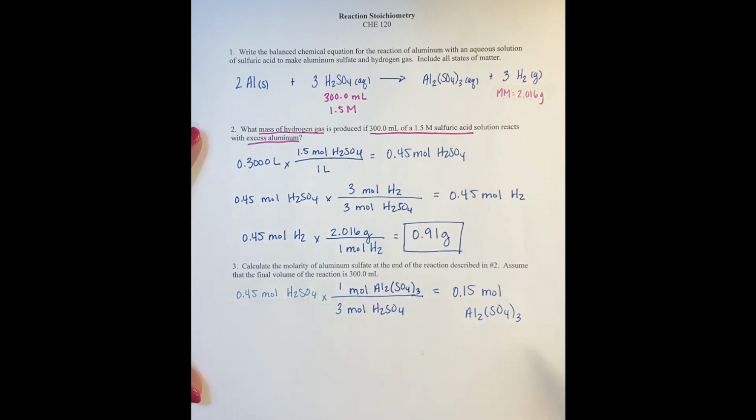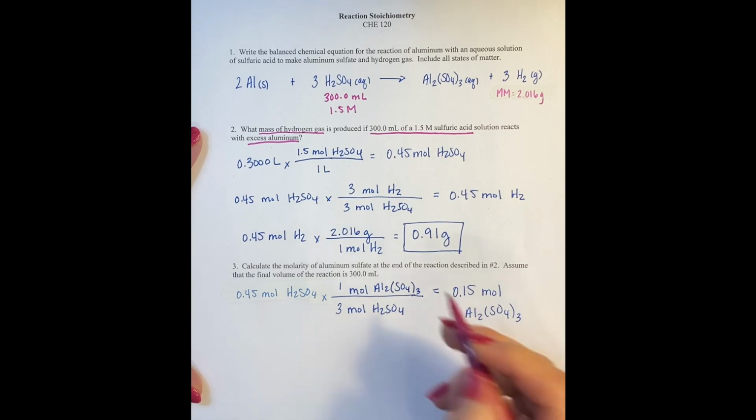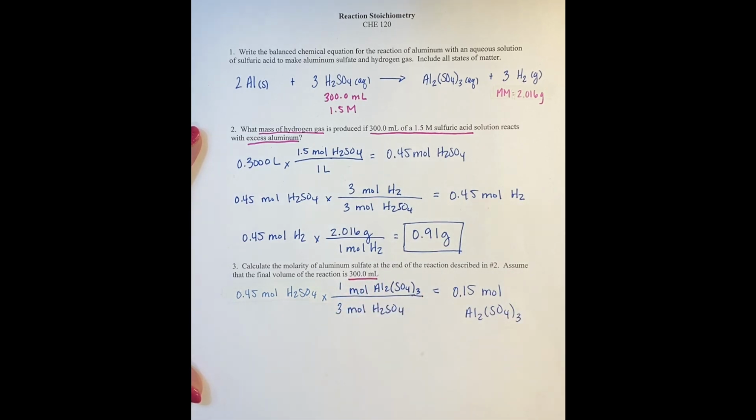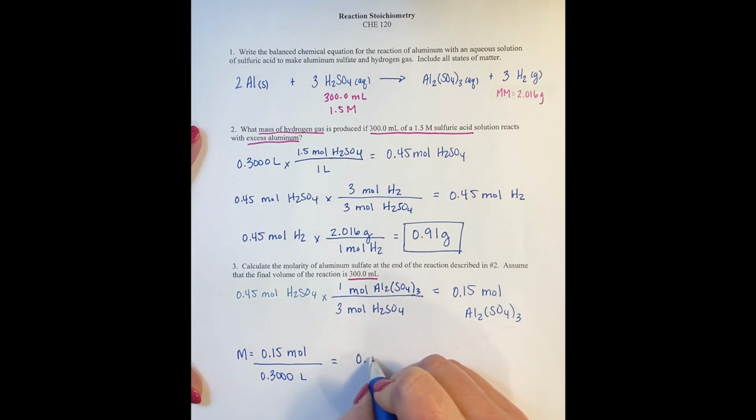Now, if I know my moles of solute, I know that my final solution volume is 300 milliliters. Now I can calculate my molarity. So my molarity is going to be 0.15 moles of my aluminum sulfate divided by 0.3000 liters. And so the molarity that you calculate is 0.50 molar.